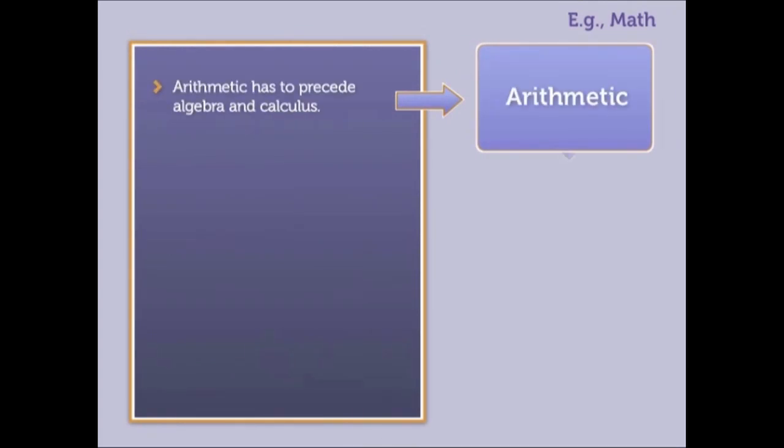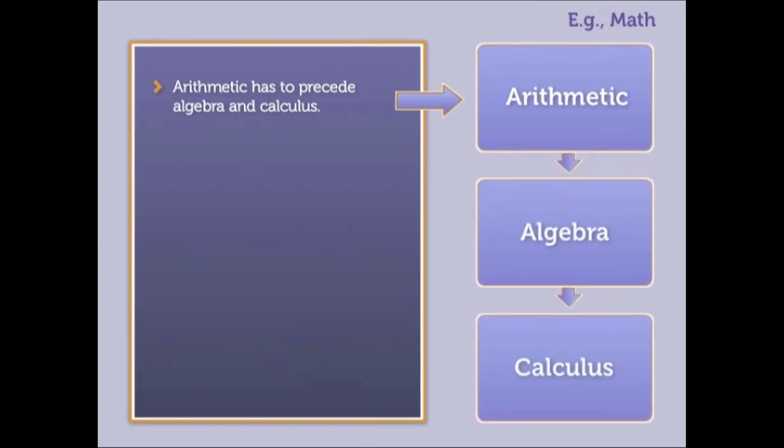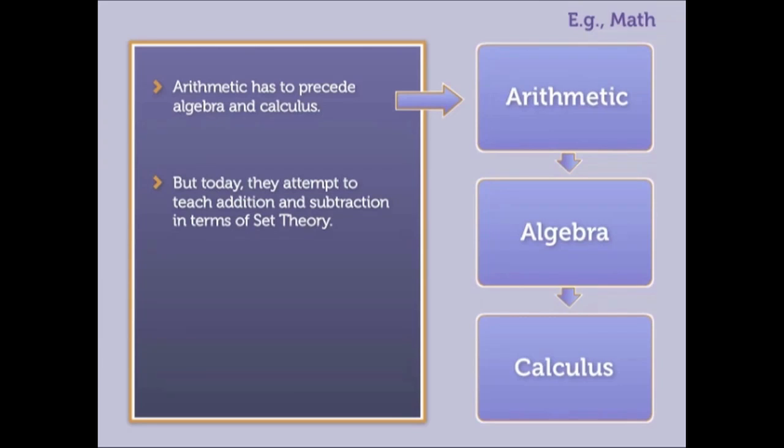Arithmetic has to precede algebra and calculus. Otherwise, you simply make nonsense out of the entire subject. Now, the moderns do exactly that. The attempt to teach addition and subtraction, the most elementary arithmetical operations, in terms of set theory is the most incredible corruption epistemologically, because it's trying to teach the elementary by the advanced.